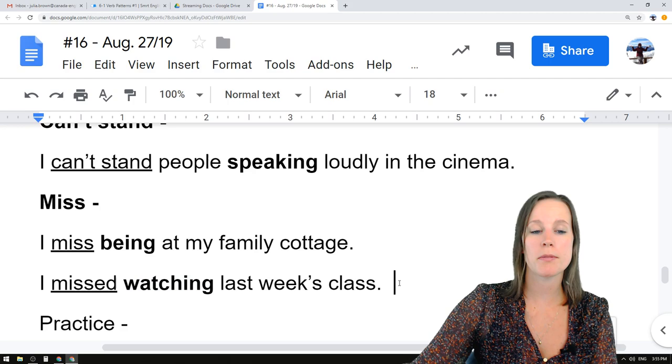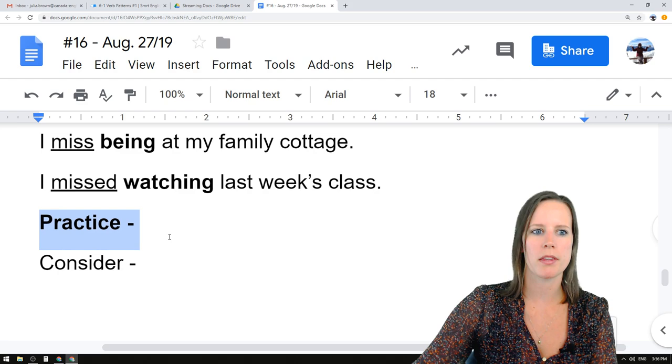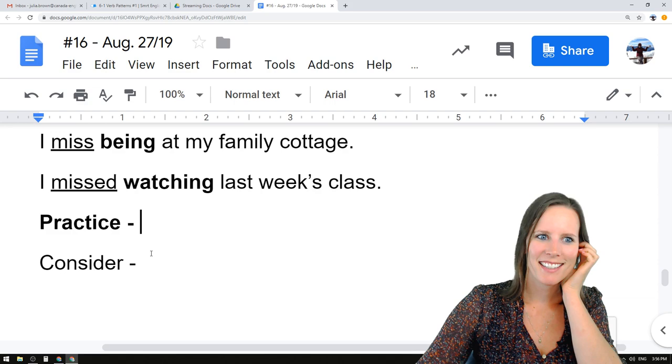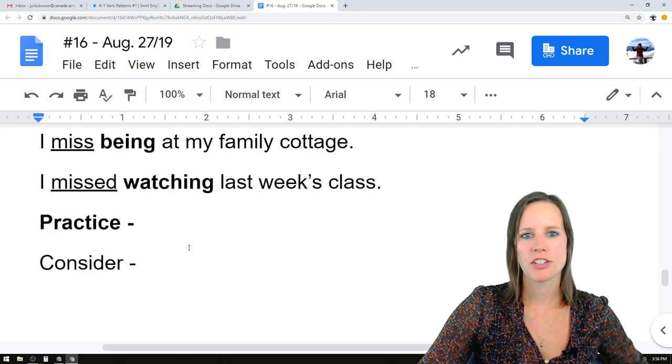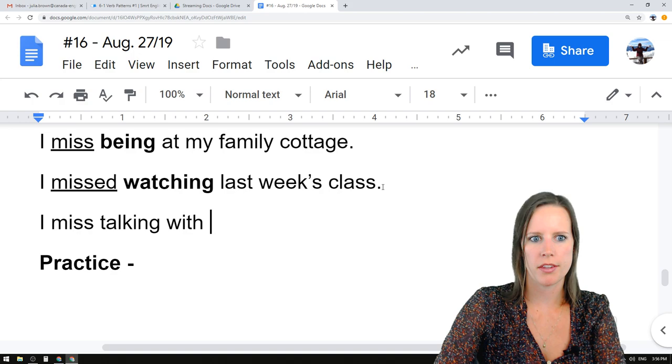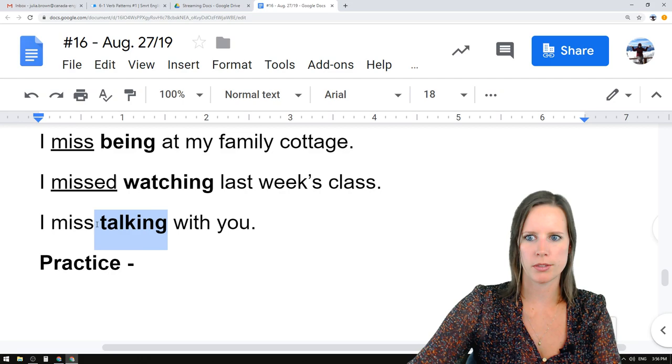Try to get some example with practice. So Lolly, good example. However, annoying is an ing adjective, participle adjective, right? Jacqueline, that's a good sentence, yeah. I miss talking with you. Good. I like to keep my form here, bold, underline.